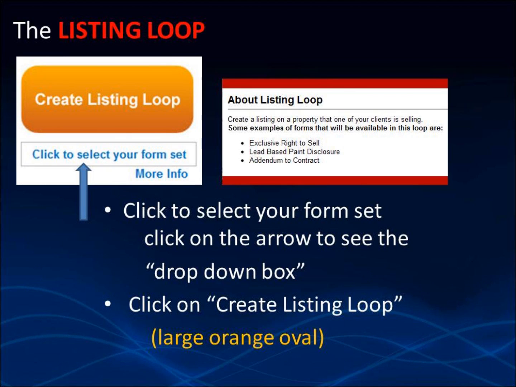Under the orange Create Listing Loop box is the blue drop-down choice. Click to select your form set. It is blank. Click on the down arrow on the right side of this box. You will see any form sets you have created. However, this box is probably empty until we have completed the class on form sets. Click on the orange oval, Create Listing Loop.